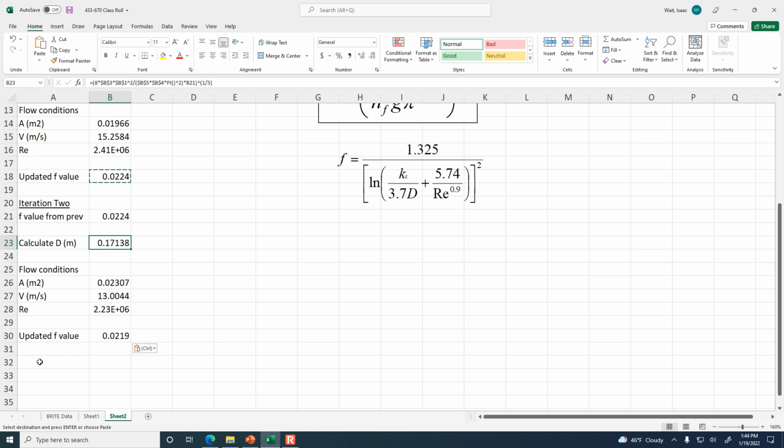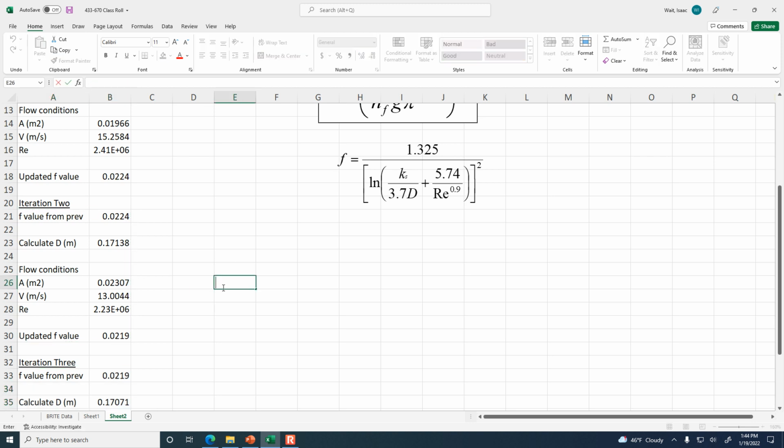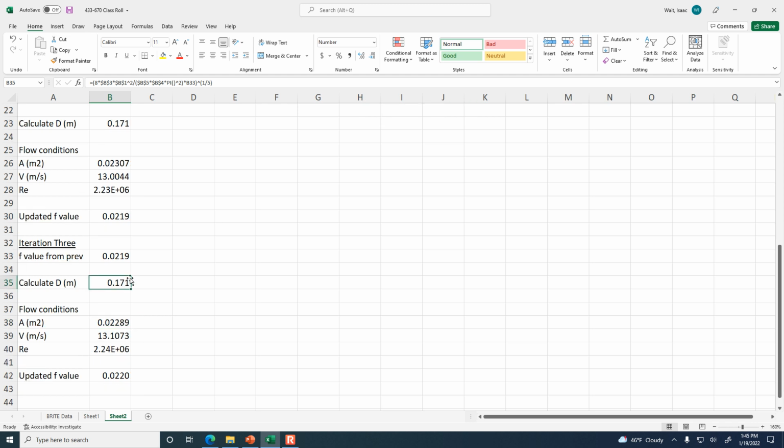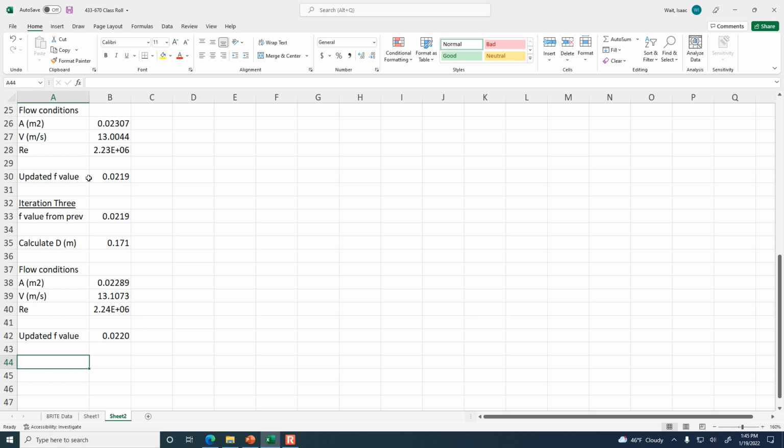So now I'm going to say iteration 3, and underline that. Okay, now I'm going to copy all of this and paste. It's going to use relative references where, for the f value, it's looking at the previous one. The diameter is just using this new f value that we've calculated at the end of iteration 2. So how did the diameter change from 0.171 to 0.171? I'd say that's pretty stable. If we just round that off to the nearest thousandth of a meter, it's pretty close. And how does the f value change within the iteration? 0.0219 to 0.0220.